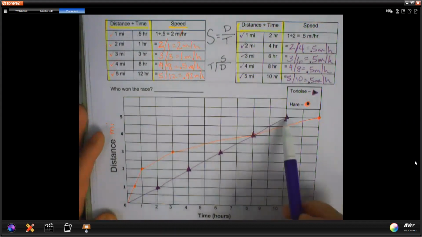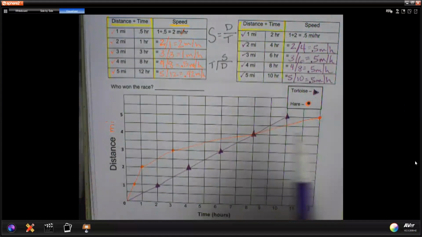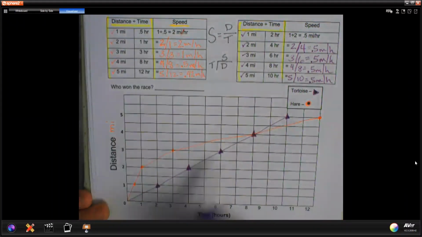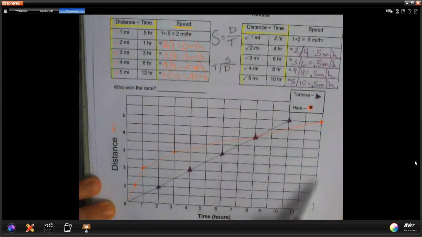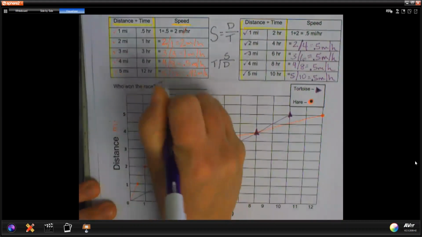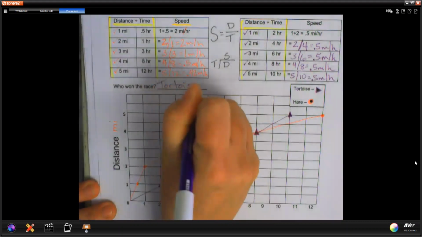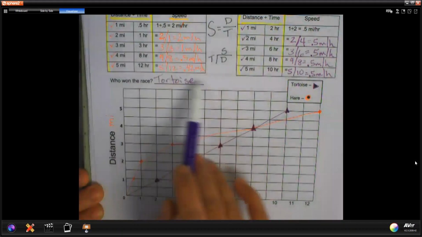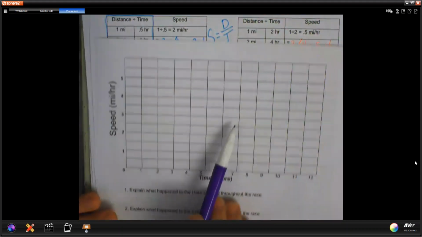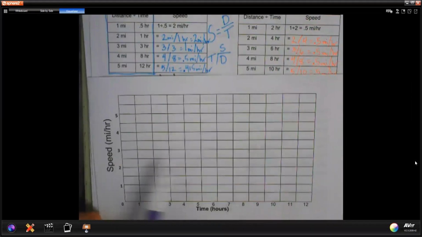pace. Okay, so we can now see that the hare finished the race in 10 hours. I'm sorry, the tortoise finished the race in 10 hours. The hare finished the race in 12 hours. So the tortoise won this race. You're now going to take this information right here for the speed, and you're going to turn your paper over to graph it again using speed instead of distance.